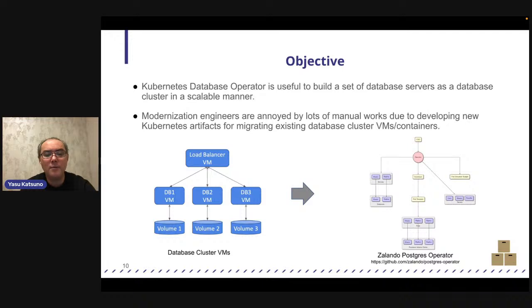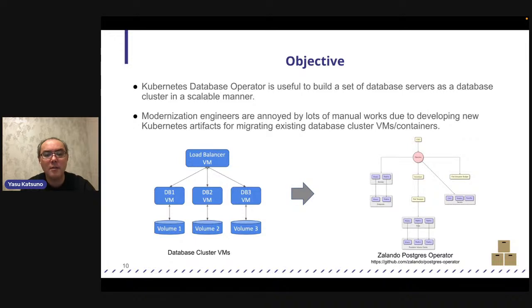The bottom figure is an example, and the left side is a database cluster on VMs. That is the current status. A database cluster is not just database servers. You can see the top part has a load balancer, and the bottom part is a physical volume. Among the database servers, one is master and two are slaves, to provide database service in a scalable manner.